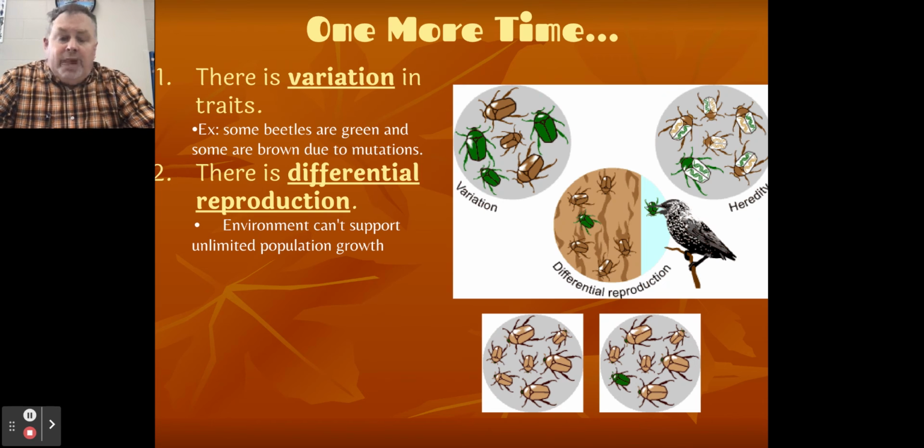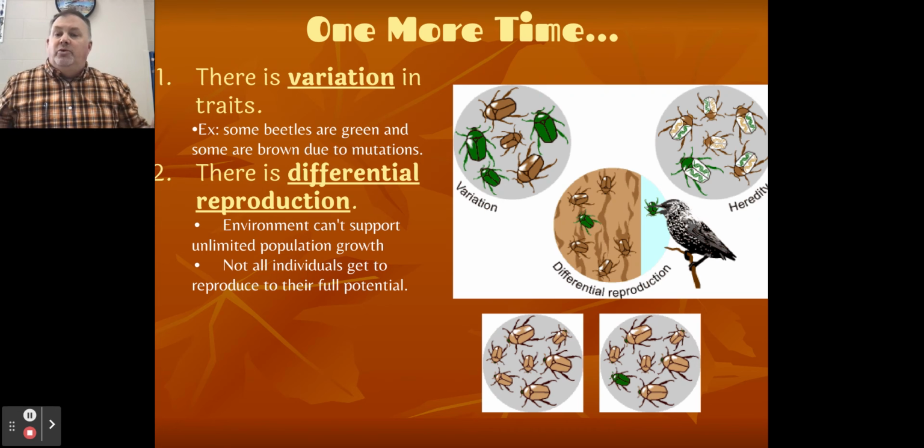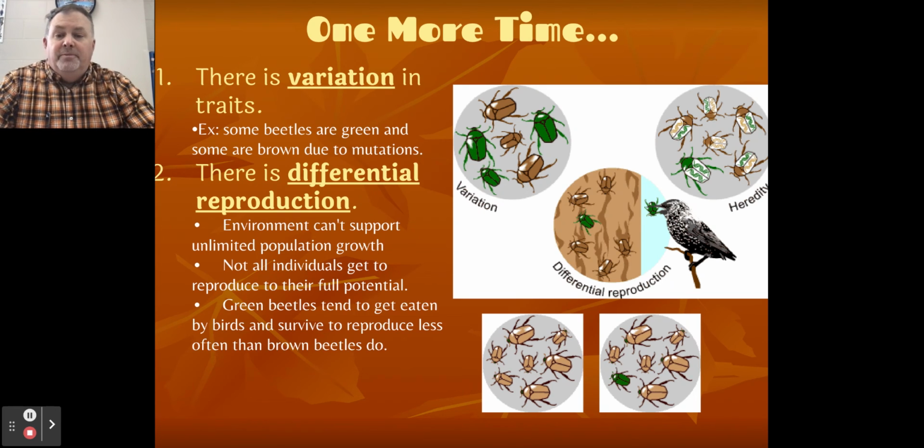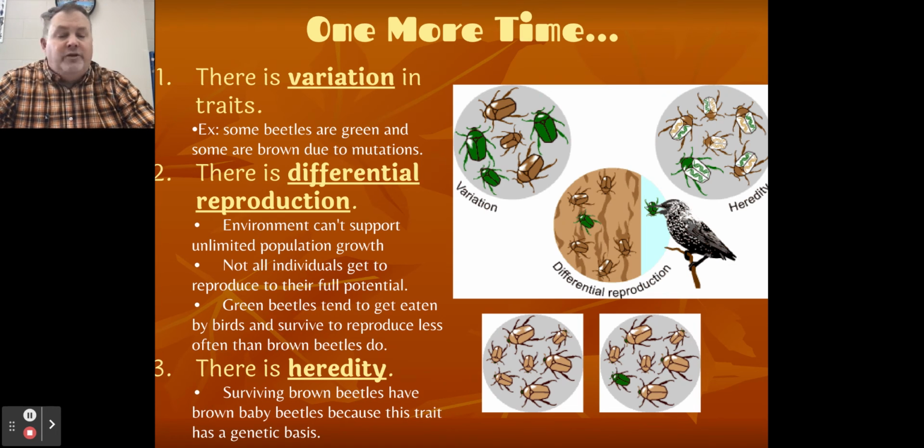Environment can't support unlimited population growth, however. So not all individuals are going to reach reproductive age to their full potential. And therefore, what we're going to have is a population based upon those that survive. So this is what we refer to as heredity, the passing of your successful genes on to the next generation. And those surviving brown beetles can produce more of those brown baby beetles because of this trait.